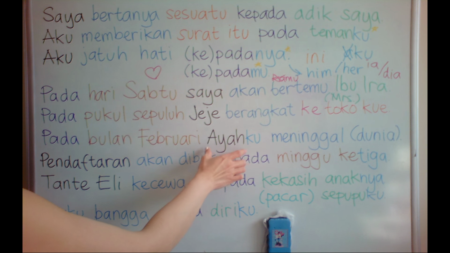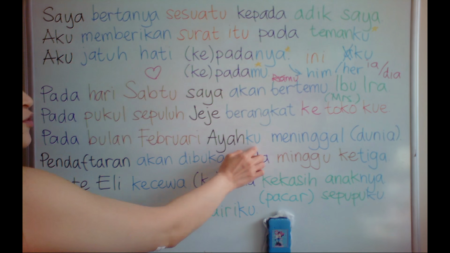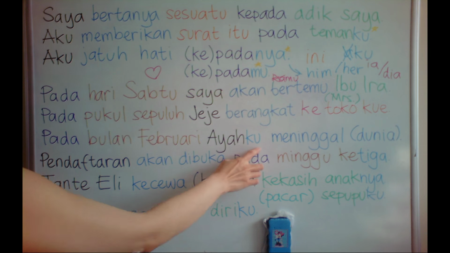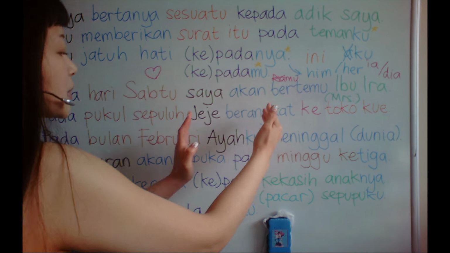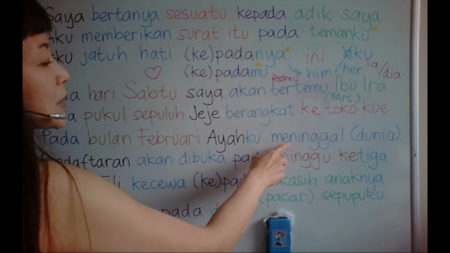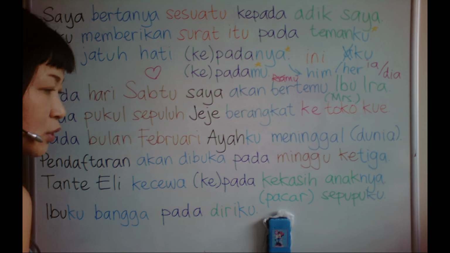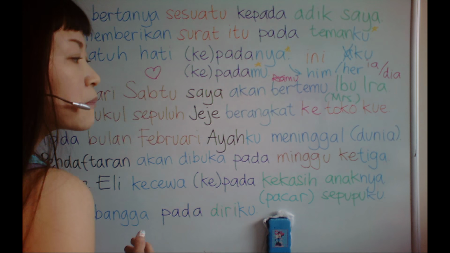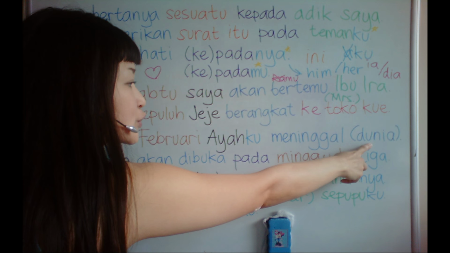My dad, ayah is dad, father. Ku is from aku. Mine is from aku but becomes together. Ayah is dad or father. Meninggal is pass away. Sometimes you just say meninggal. Sometimes you say meninggal dunia. Dunia is world.